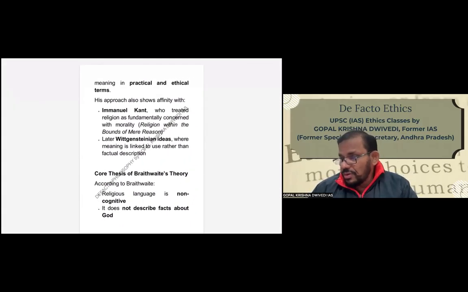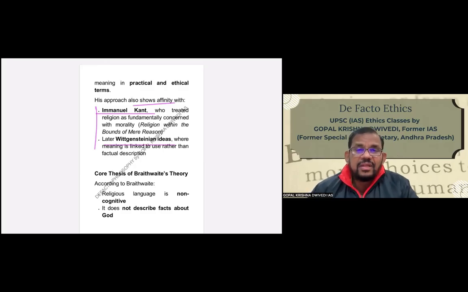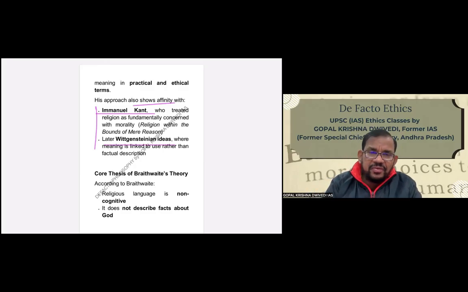His approach also shows an affinity with Immanuel Kant, because ethics is primarily associated with Immanuel Kant, and also with the later Wittgenstein's ideas, where meaning is linked to use rather than factual description. So these two important philosophers have also influenced R.B. Braithwaite. Now, what is the core of Braithwaite's theory? Let us try to understand that.